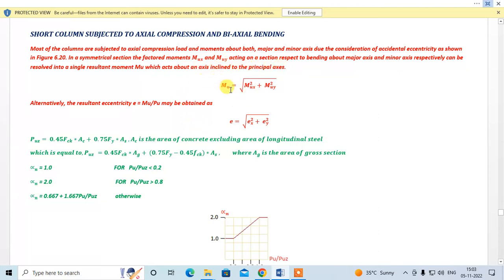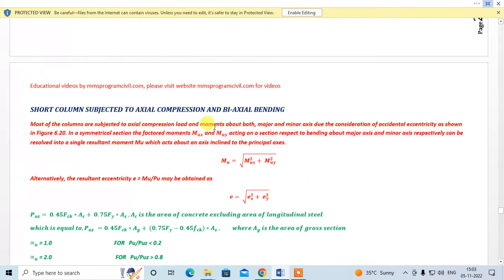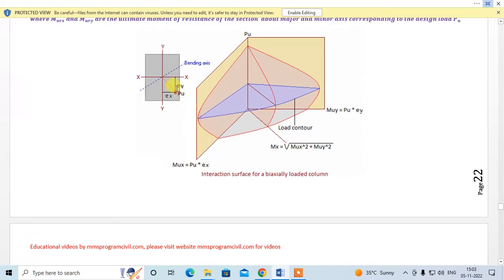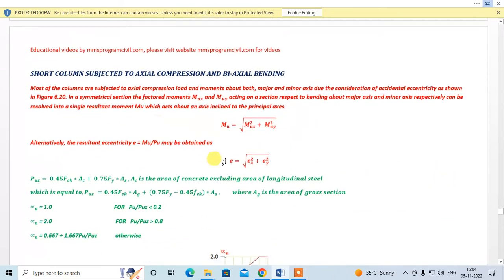Okay, so MU is the resultant of these two, and e is the resultant eccentricity of these two. So you can find MU, which will be acting about this axis, right? This is the inclined axis, right? And this will be your resultant eccentricity, right? So you can find it with this formula, right?